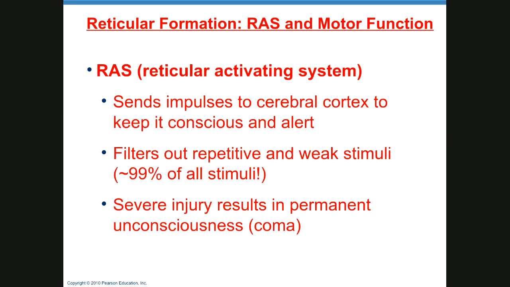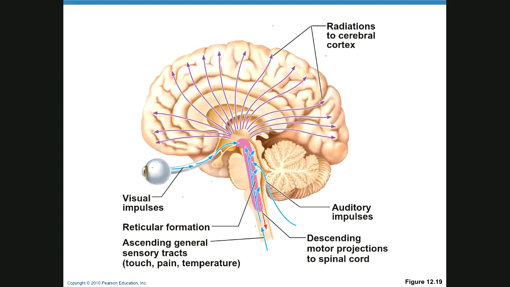Okay. And then the last part of the brain we're going to talk about is the RAS, or reticular activation system, which is an area that receives sensory information, and it takes that information and sends it to the cerebral cortex to keep us consciously alert. Now, let me show you here.